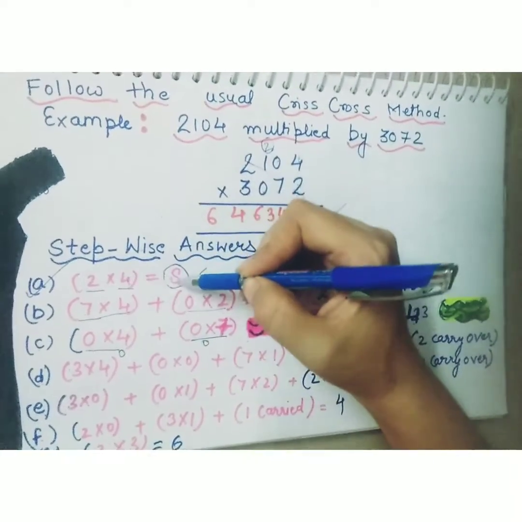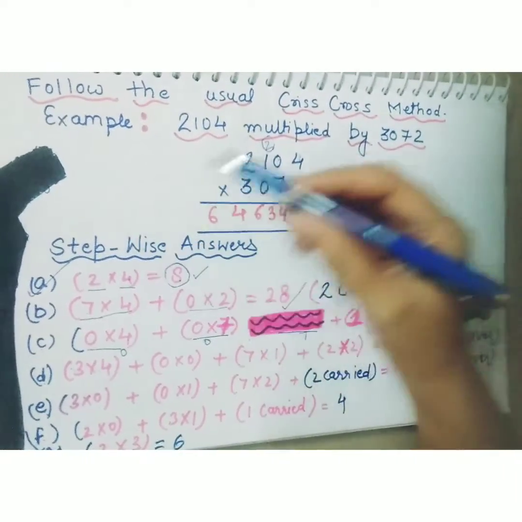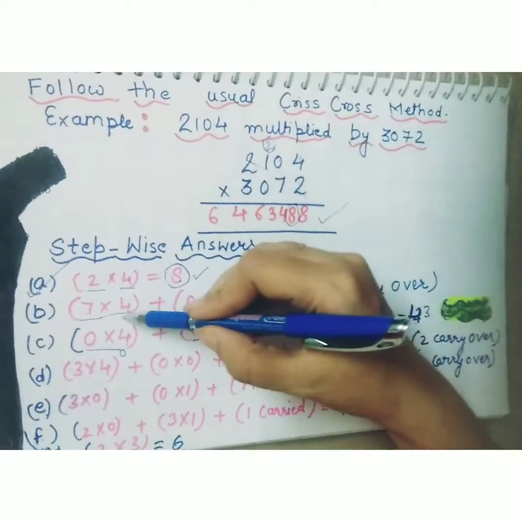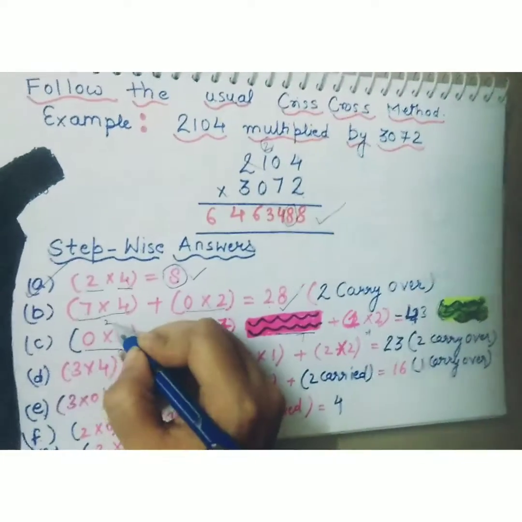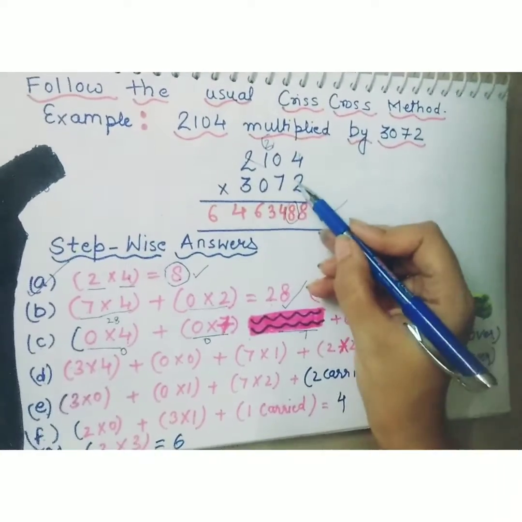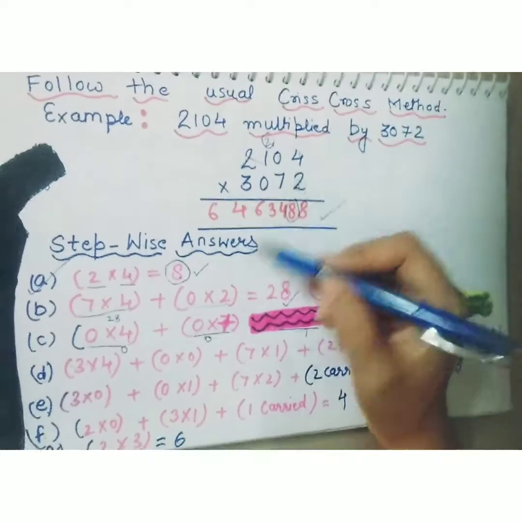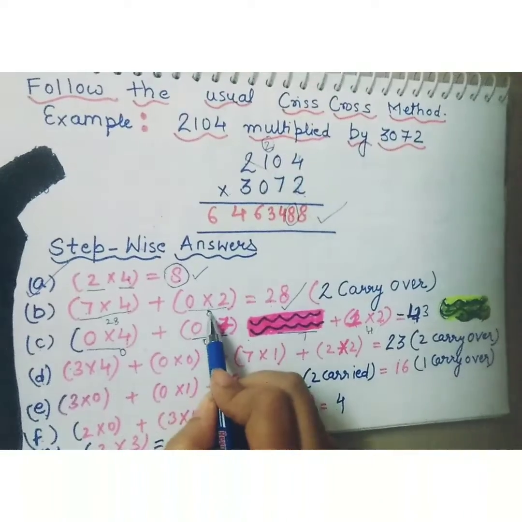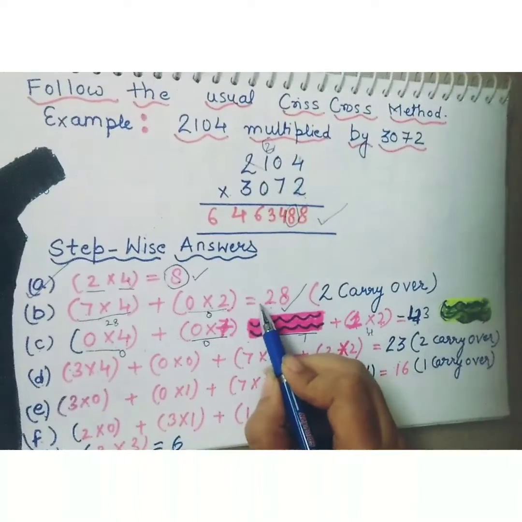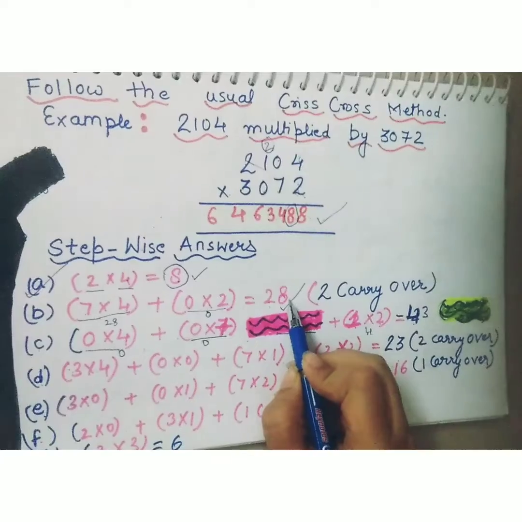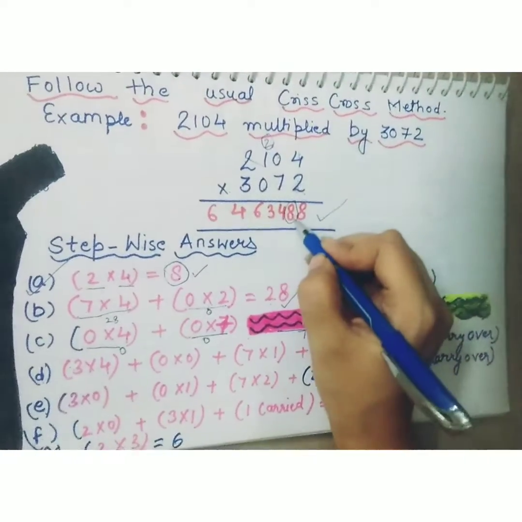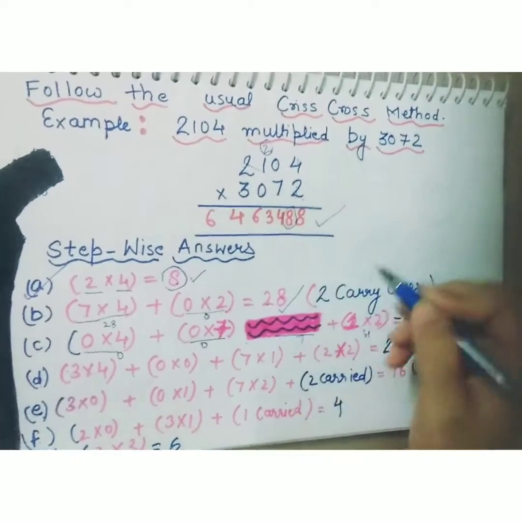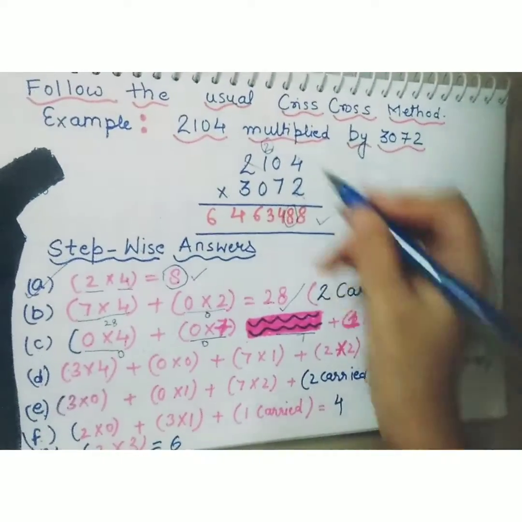2 into 4 comes out to be 8. Then 7 into 4 comes out to be 28. 0 into 2, this cross, is 0. When we add 28 plus 0, it equals 28. Here I have written 8, not 28. Why? This 2 goes as a carry over to the next number.